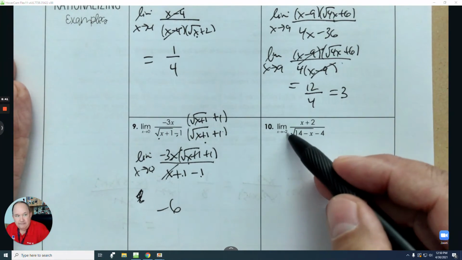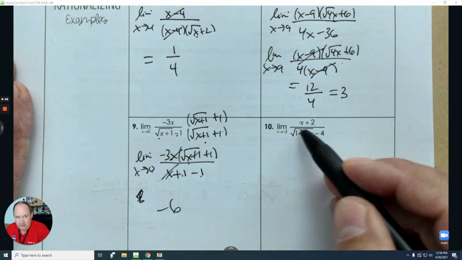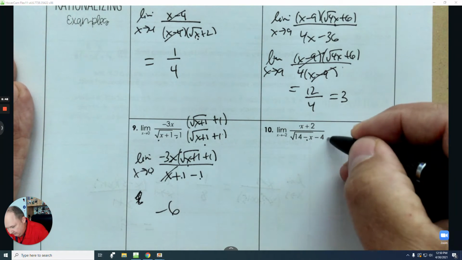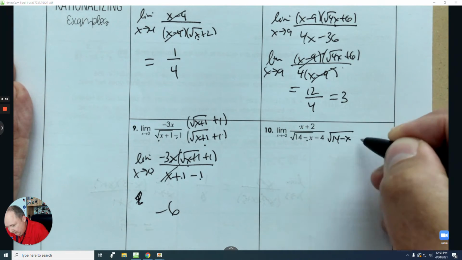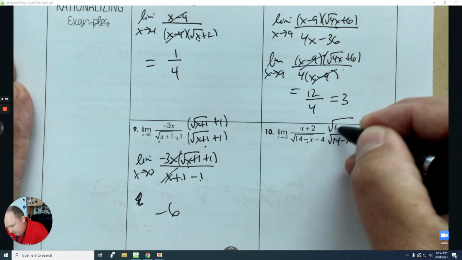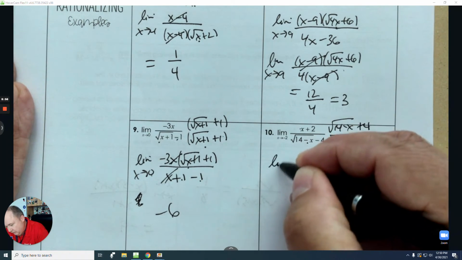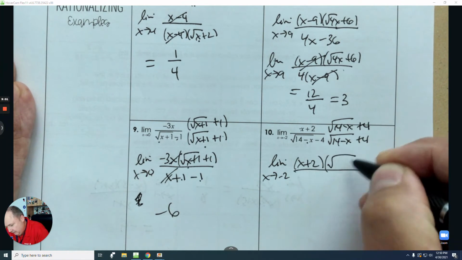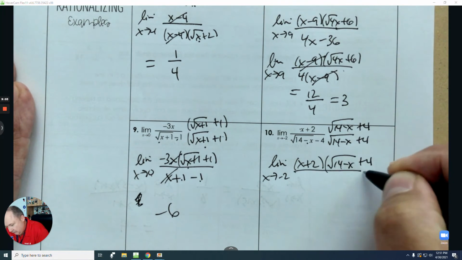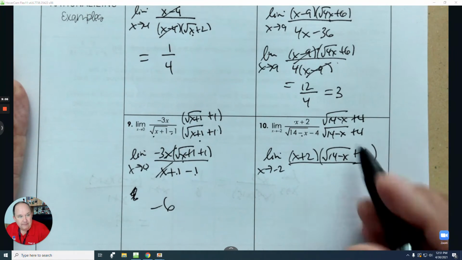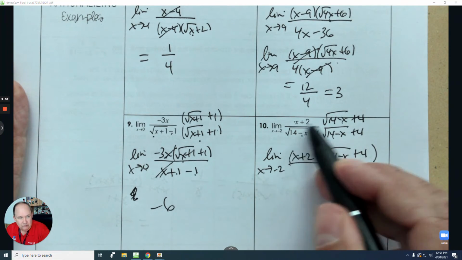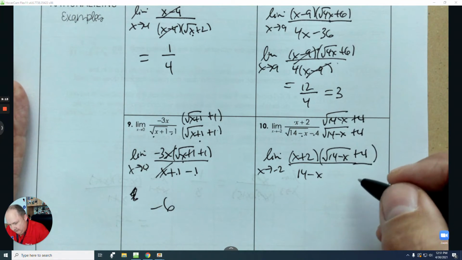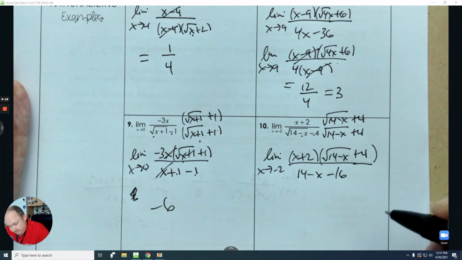Number 10, again, evaluate at negative 2, and you have 0 over 0, which is indeterminate. We're going to use the conjugate, so find where the square root is, change it to plus 4, top and bottom. Recognize the numerator, we'll just put it beside each other, so x plus 2 and root 14 subtract x plus 4. Just put them there. The denominator, just first times first, that's 14 minus x. Last times last, that's minus 16.